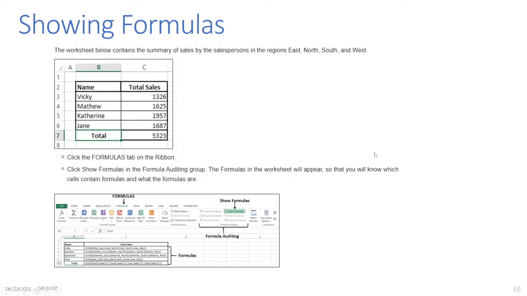Showing formulas. The worksheet below contains a summary of sales by the salesperson in the regions East, North, South, and West. Click the Formulas tab on the ribbon. Click Show Formulas in the Formula Auditing group. So Show Formulas, and the formulas in the worksheet will appear so that you will know which cells contain formulas and what the formulas are. So you notice here the formulas will be shown on the worksheet.